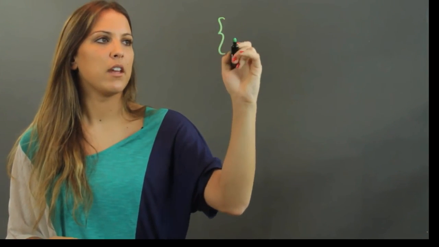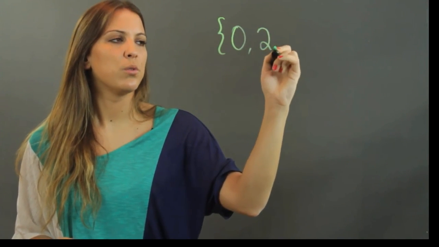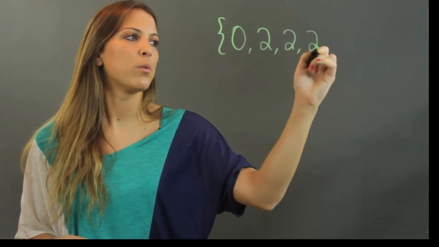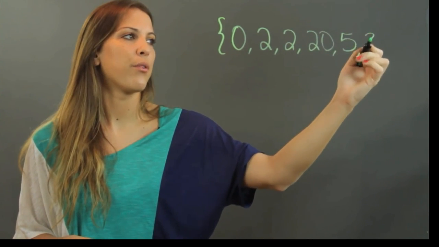Hi, my name is Maria. I'm a mathematician, and today I'm going to tell you what mean, median, and mode are in mathematics. They are all measures of central tendency, which means that they're all just ways to find the average of a set of data that you're given. So let's say that the set of data I'm given is the numbers 0, 2, 2, 20, 5, and 3.